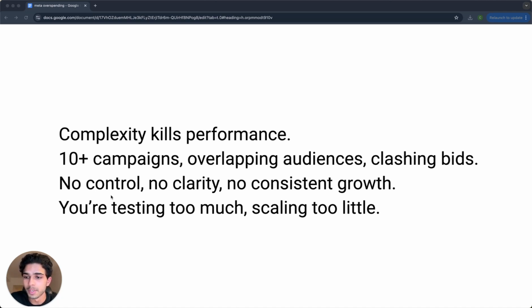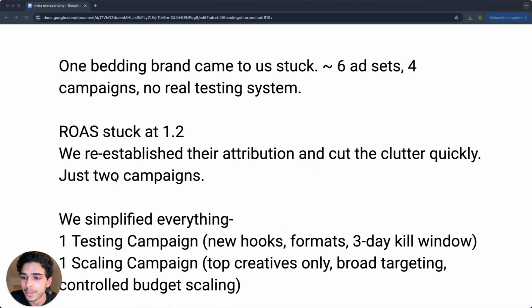Your budget doesn't have room to test 20 ad sets, yet you're testing like you do have that budget. If you're spending $5,000, $10,000 a day on ads, then it's completely fine to have 20, 30 ad sets, because that's the equivalent of having 2, 3 ad sets at $20,000 a month. Keep that in mind.